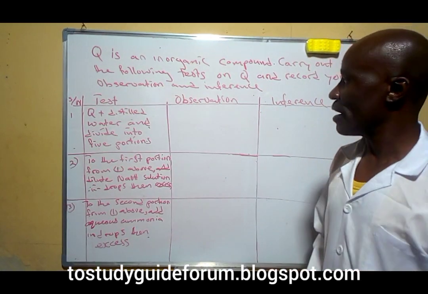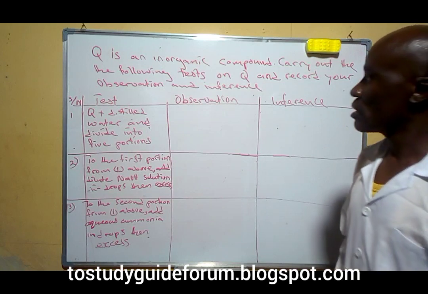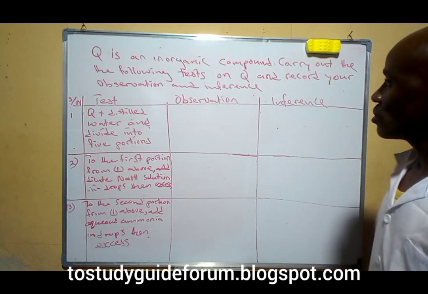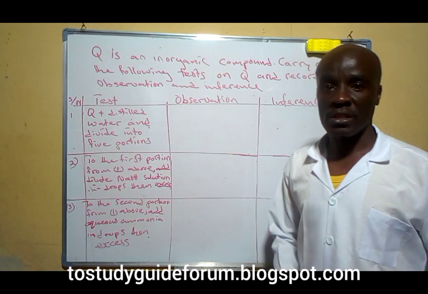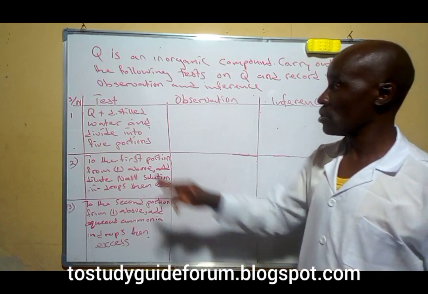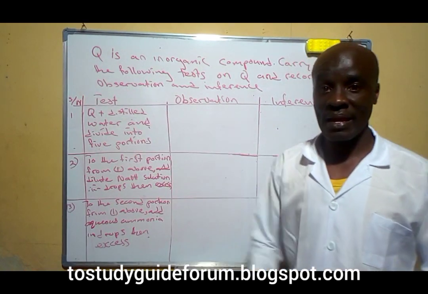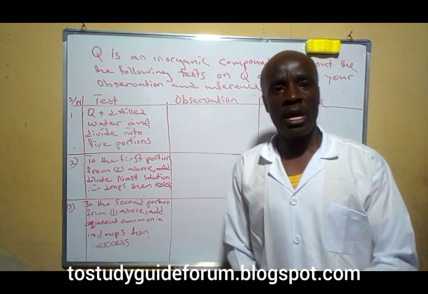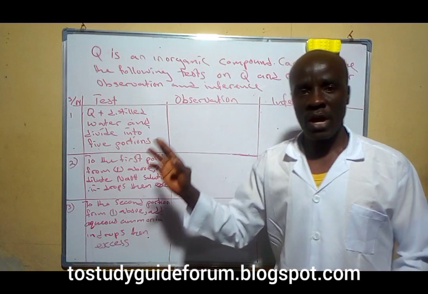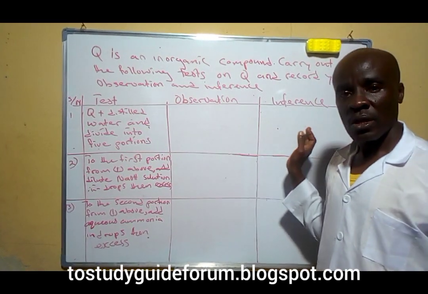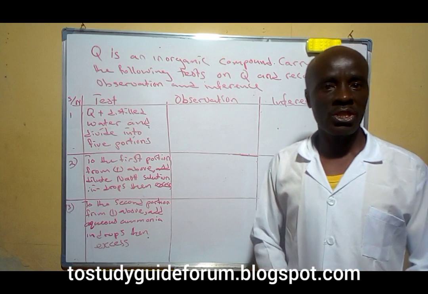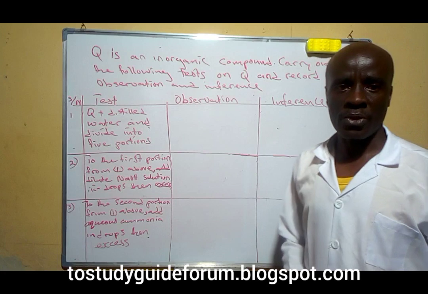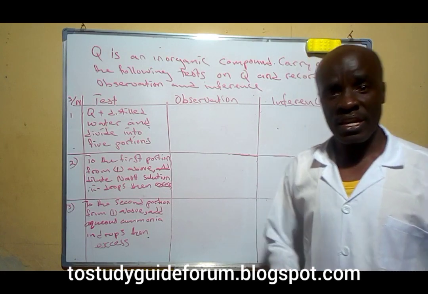We have a question here that says Q is an inorganic compound. Carry out the following tests on Q and record your observation and inference. In this exam, most often they don't give you the name of the salt, they will just give you a letter, like what we have there as Q. They expect you to use your test observations to give the inference. So let's run through this test and see what we are likely to get at the end of the analysis.